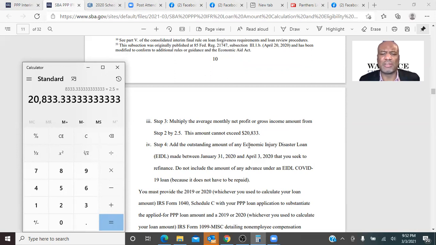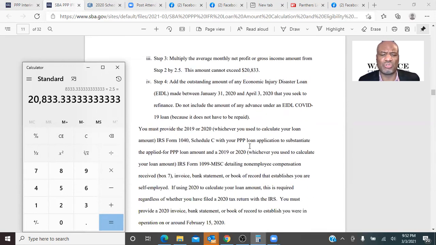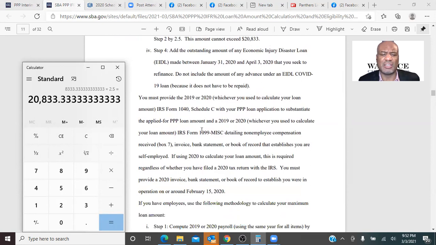Now, the benefit of refinancing that amount is that if you put it under there, you refinance it and then you don't pay it back, because through the PPP loan, it can be forgiven as long as you use the money for what it's supposed to be used for. All right. And then the documentation.